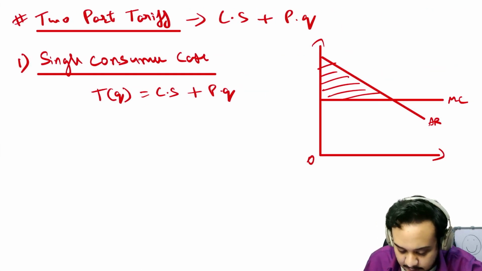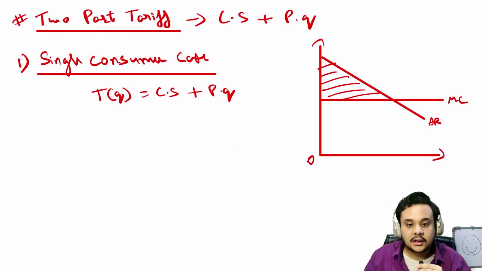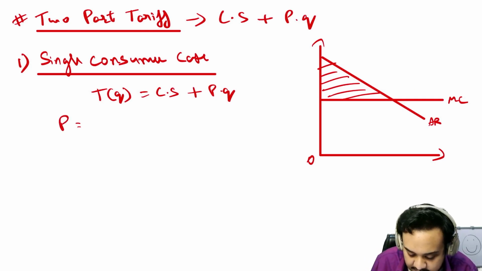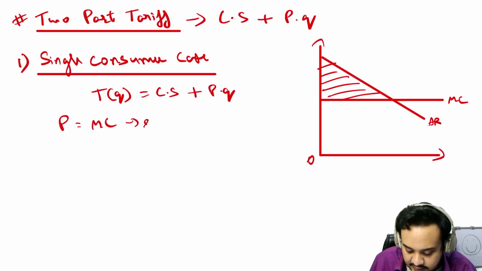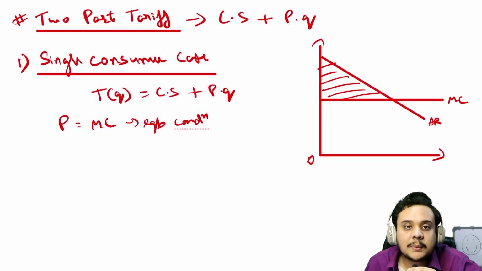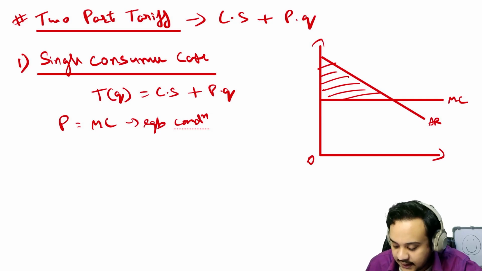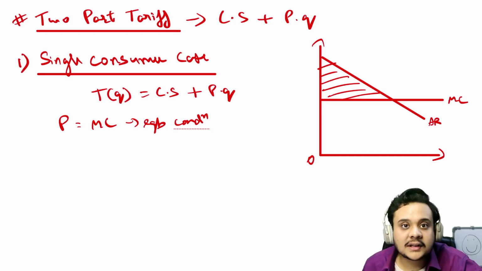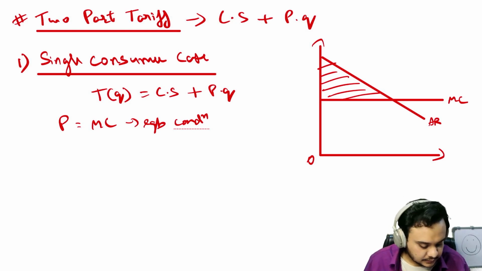But right now we are in the single consumer case and we will not have any deadweight loss because we are equating price to marginal cost. This is the equilibrium condition here. Otherwise, you know that the real condition for equilibrium in monopoly is MR equal to MC, and here you can see that AR and MR are the same because there is a single consumer and we are extracting all of his consumer surplus. So now let us take an example.